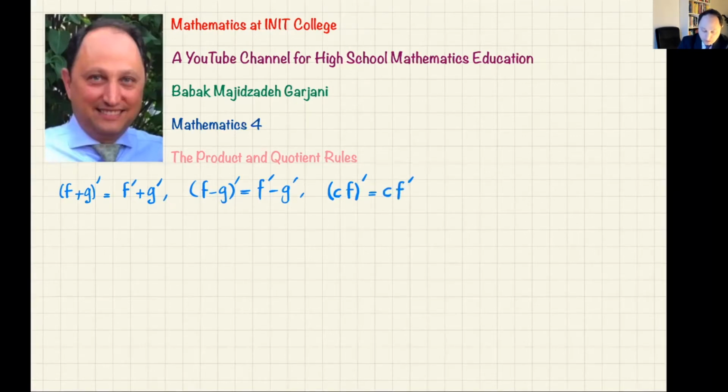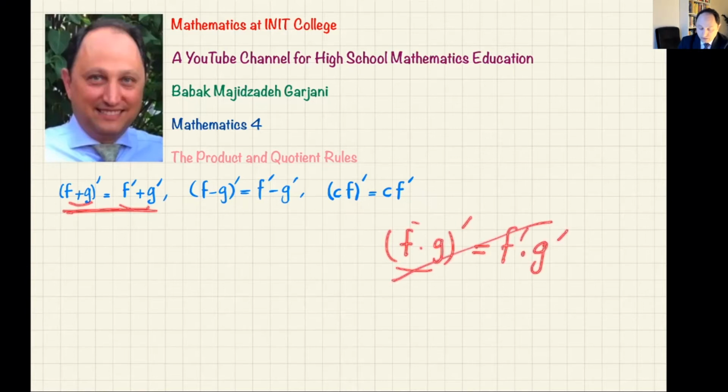Now the question is, what happens if this is not just a constant, but another function g, which is not a constant? The first thing I want to mention is that you are not allowed to push this analogy further and say that, because the derivative of the sum is the sum of the derivatives, perhaps the derivative of the product is the product of derivatives. That turns out to be totally wrong. The same goes for the quotient: if you write f prime divided by g prime, that is also totally wrong.